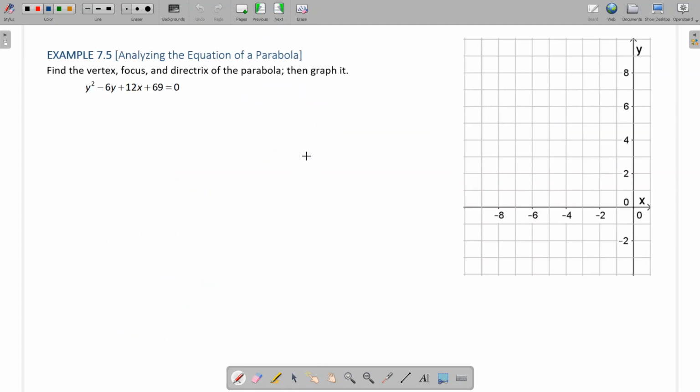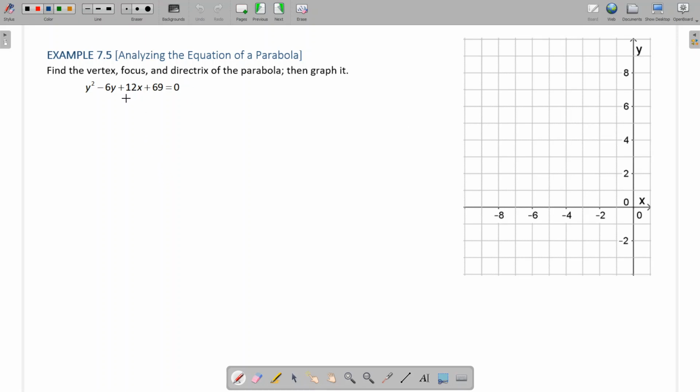Okay, let's try one more of these. This is not in the book, but I just thought it'd be useful to see at least one more example of this. Notice this one is y squared, which tells us we're opening horizontally. We're either going to open to the left or to the right. We'll see after we find the a value.